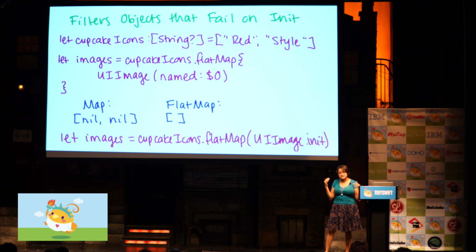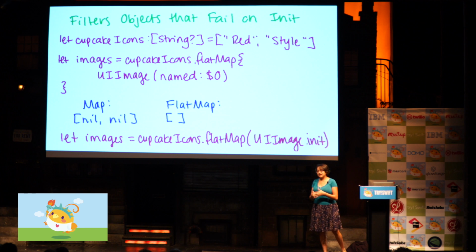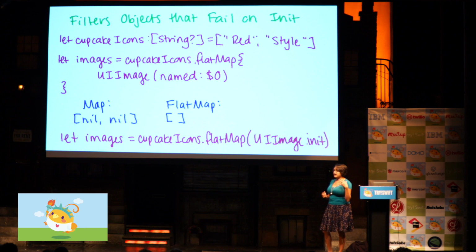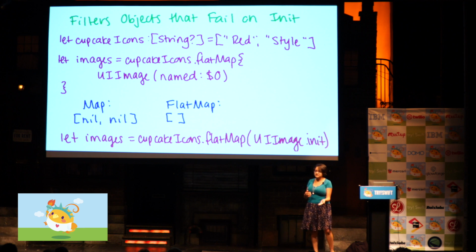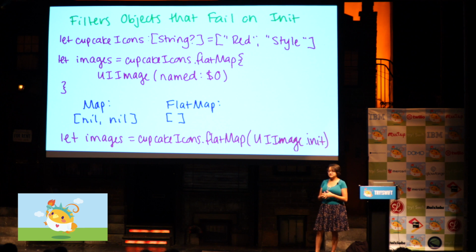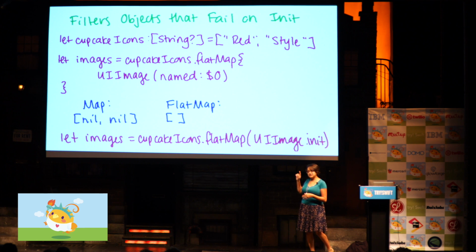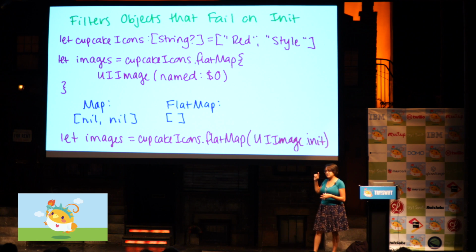But what's really, really magical is if you have objects that can fail on initialization. So if you're sending in a dictionary to something and if the dictionary doesn't have an ID, then you can't make an object, something like that. Those kinds of things, you can actually do a flat map on it and you could try, and if it fails on initialization, then you could filter those objects out.